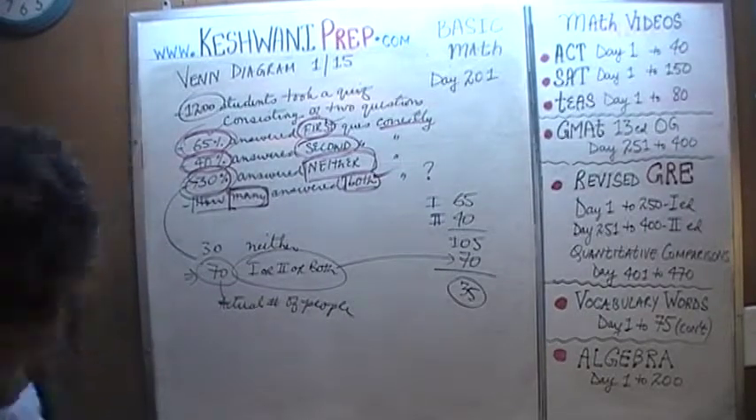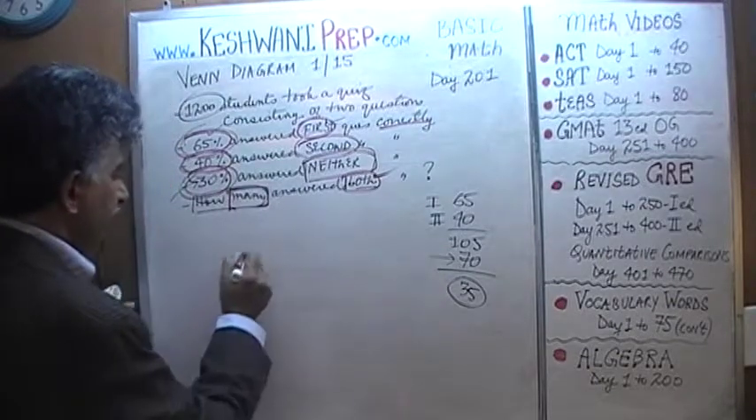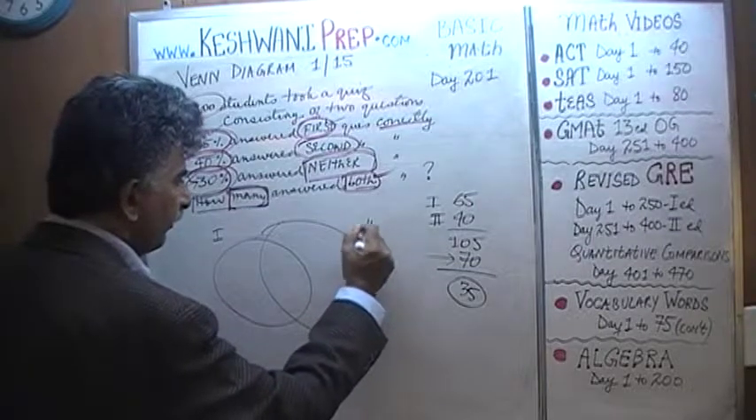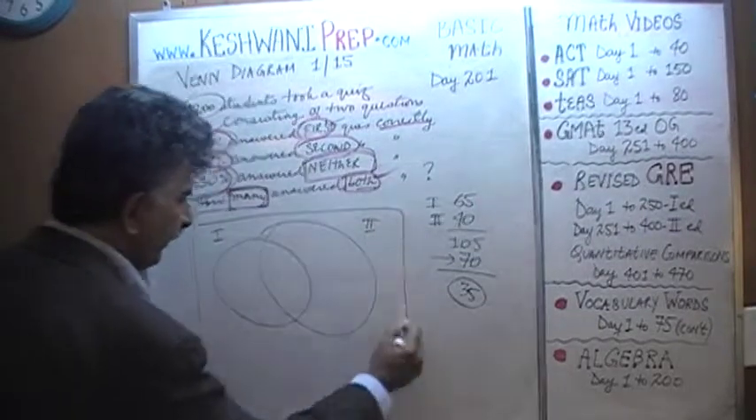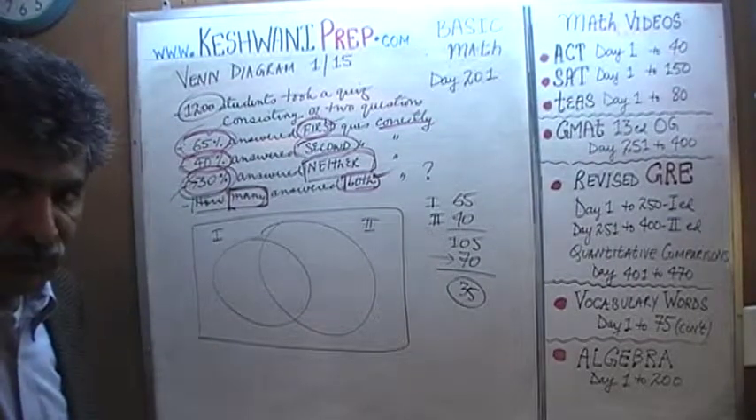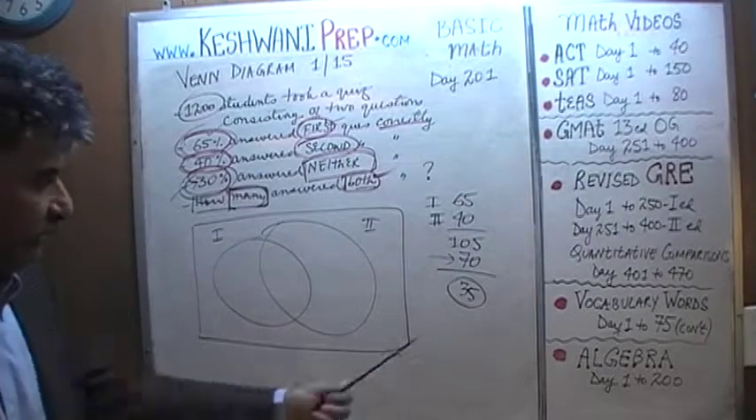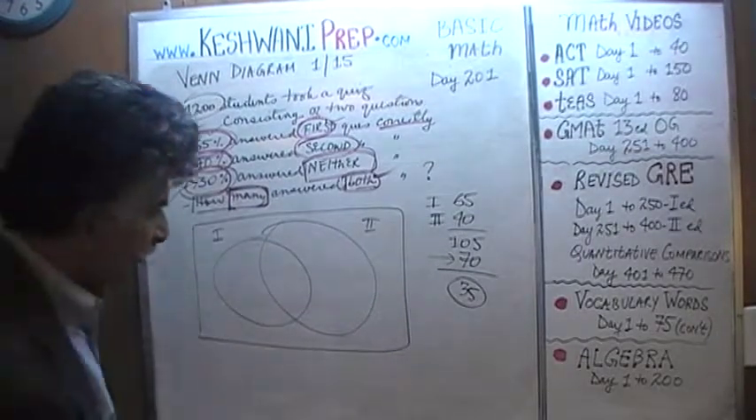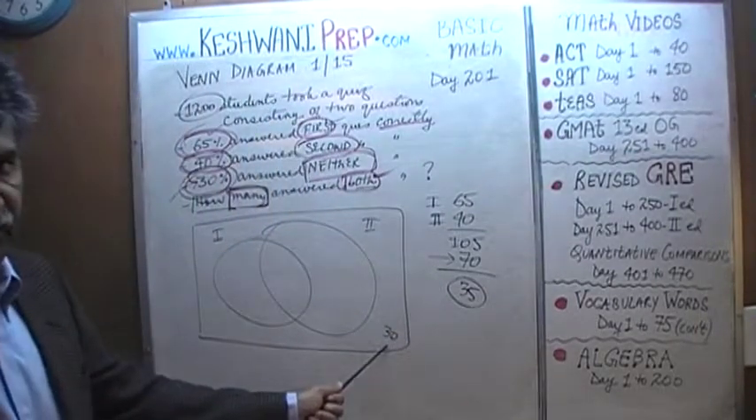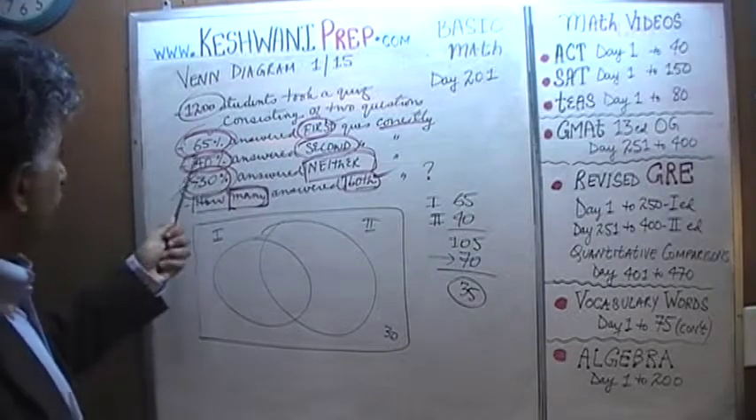Let's take a look at it in terms of Venn diagram. Here's the people who answered the first question correctly. Here's the people who got the second question correctly. Here's our universal set. And we know that the number of people who answered the first question correctly or the second question correctly, or both, is only 70 right here, which means 30% must have answered neither. It's right here, 30%. That's the percentage that answered neither of those two questions correctly. So we have 65 here.